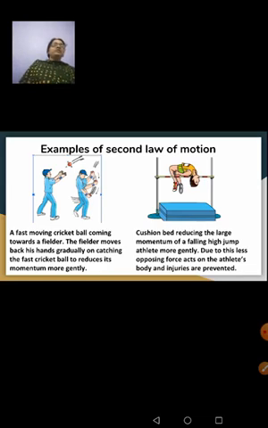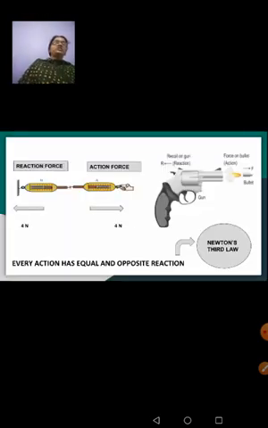Similarly, you must have seen a high jump athlete always made to land on a cushion bed, so that when he lands on the cushion bed, his momentum gets reduced, because he keeps rolling on it and it will not cause any injury to the athlete. Then Newton's third law of motion. It states that every action has an equal and opposite reaction, right?